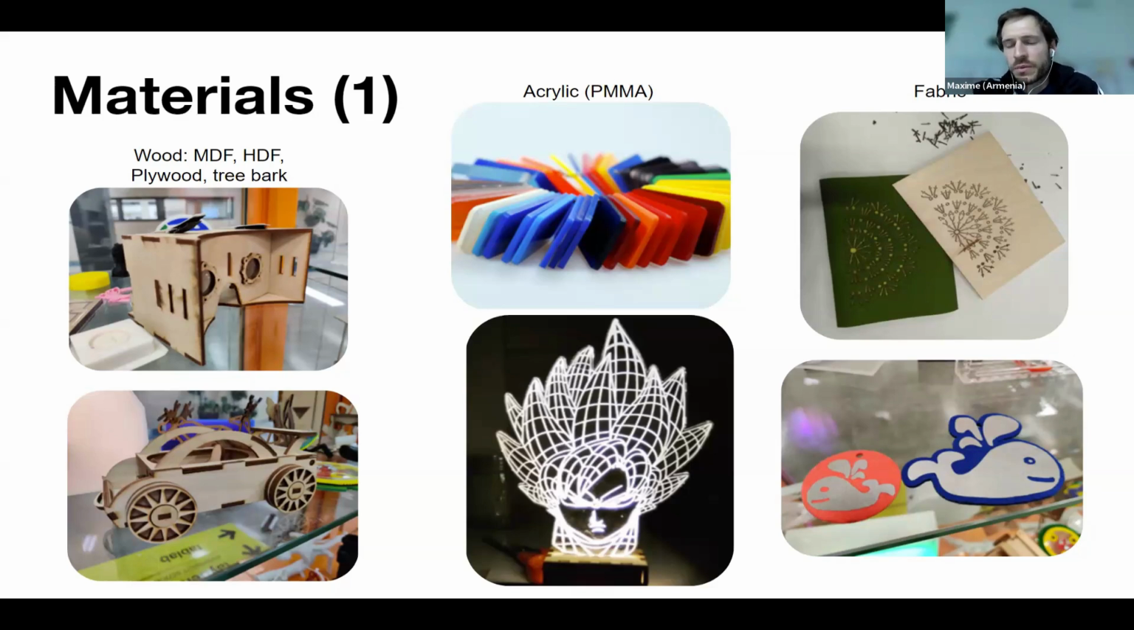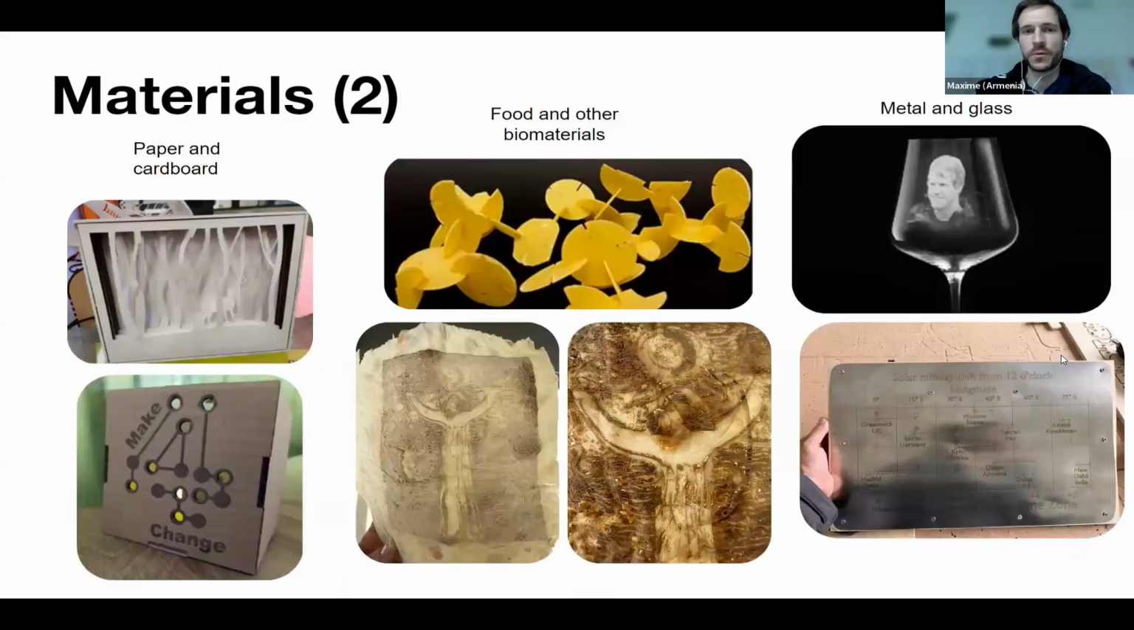You can cut, for example, cotton or felt, which are very easy to work with. Another good material to work with is paper or cardboard. We often even use recycled cardboard to make some simple constructions, some simple objects.